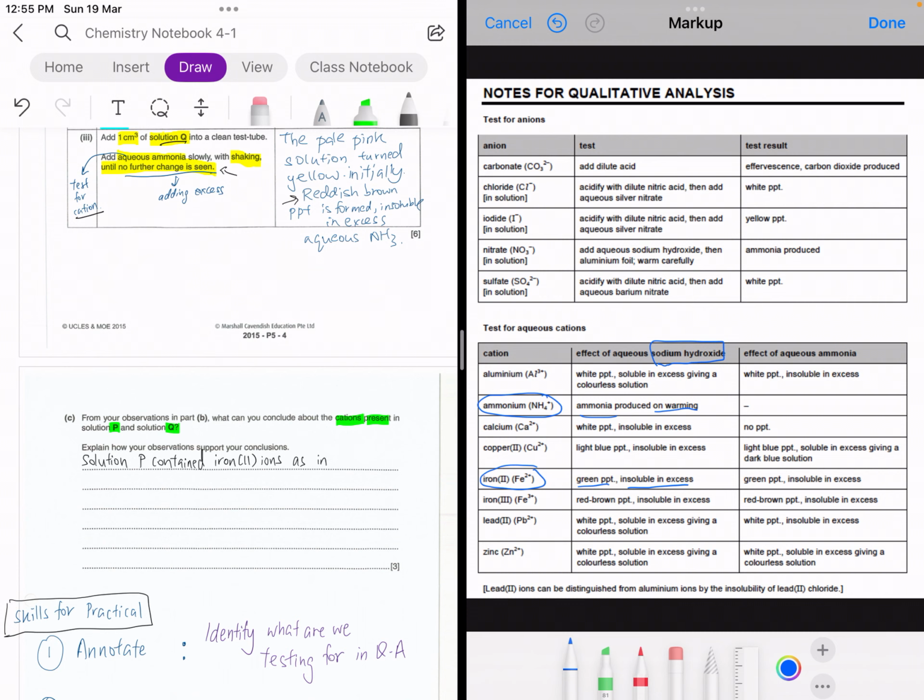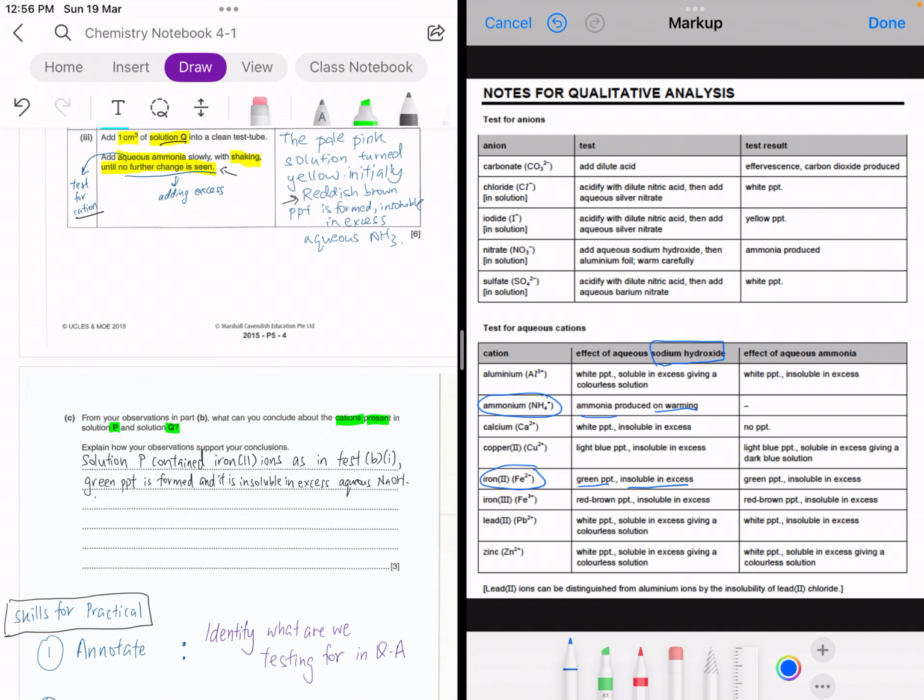As in test B part 1, green PPT is formed and it is insoluble in excess aqueous sodium hydroxide.